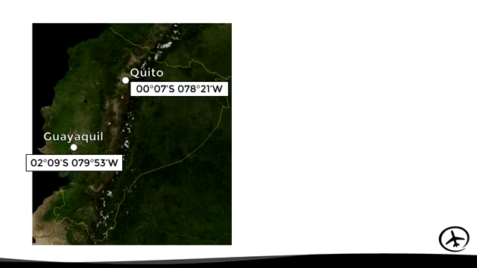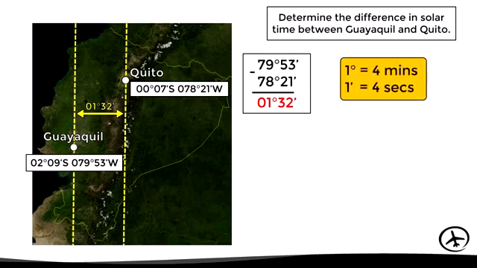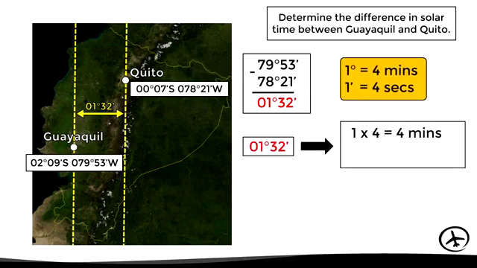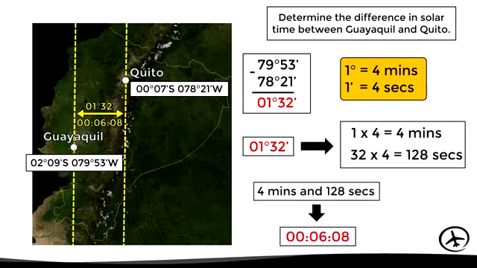Here, for example, we can see the coordinates of Quito and Guayaquil, which are two cities in Ecuador, which is a small country in South America. So let's determine the difference in solar time between these cities. Here, since both points are on the same hemisphere, we have to subtract the longitudes to obtain the difference in longitude, which is 1 degree and 32 minutes. Then we convert this into time, obtaining a difference in solar time of 6 minutes and 8 seconds.